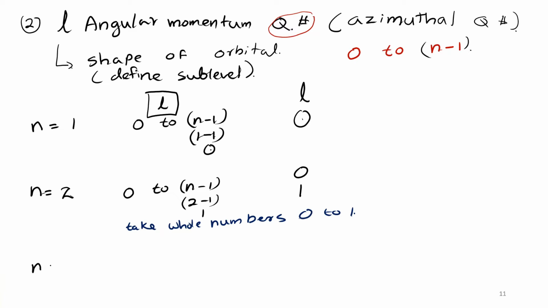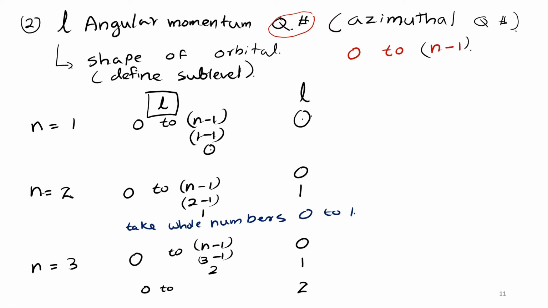If you have n equals 3, what do you get? You have 0 to n minus 1, which is 3 minus 1, a 2. So you should get numbers from 0 to 2: 0, 1, 2. If you want, you can go and do it for n equals 4. If you do n equals 4, you will get numbers 0, 1, 2, 3.